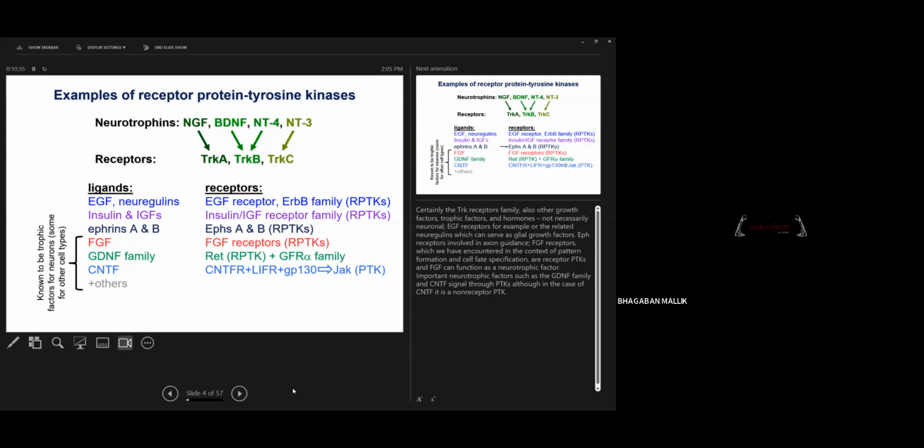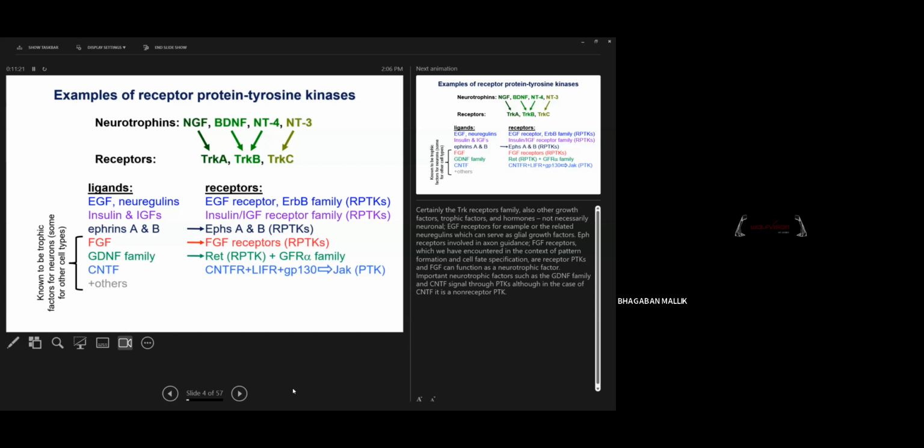And some of these other molecules, which are not neurotrophins, are trophic molecules. They can also cause neuronal growth. These are FGF ligands, which can bind to the FGF receptor. You have insulin, which can bind to the insulin growth receptor. You have CNTF, a family member, ciliary neurotrophic factor. You have GDNF, which is glial derived neurotrophic factor. So they also cause neuronal growth.